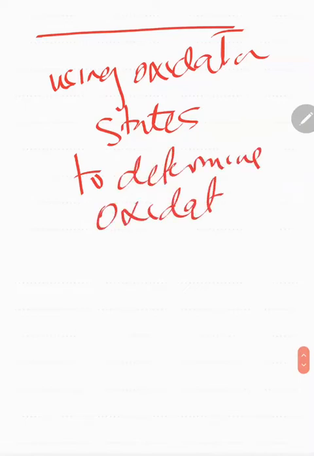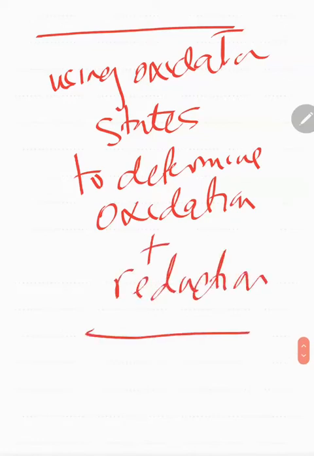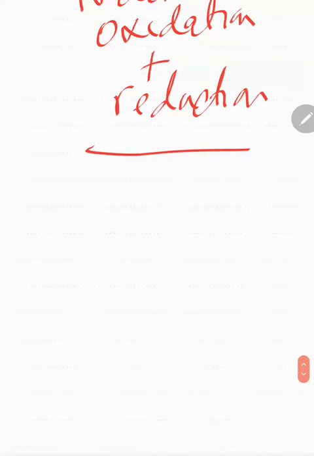Okay, now how do you use oxidation states to determine oxidation and reduction? So we know oxidation is loss of electrons, reduction is gain of electrons. Now let's look at this one then.